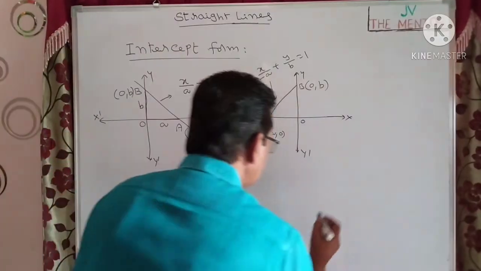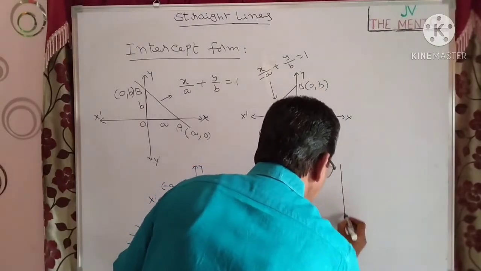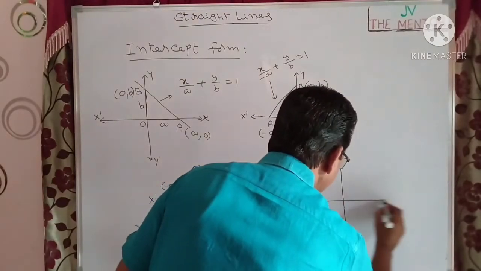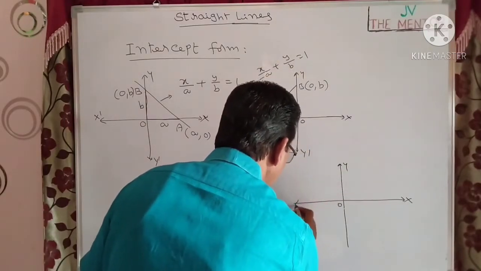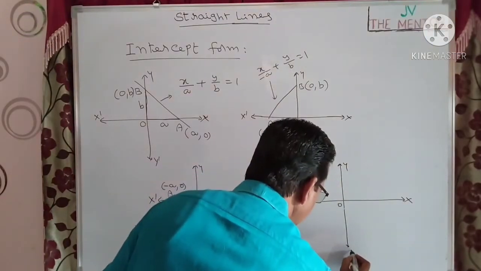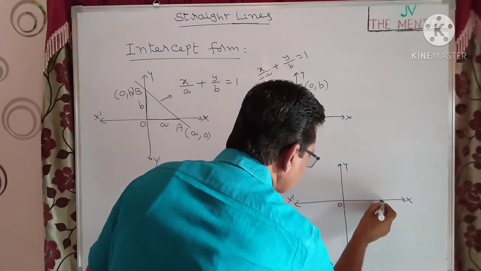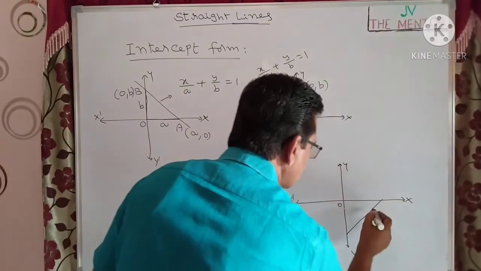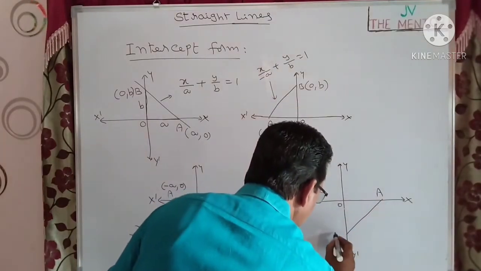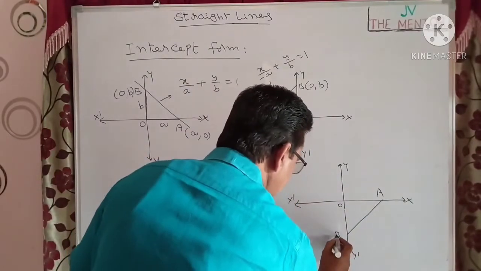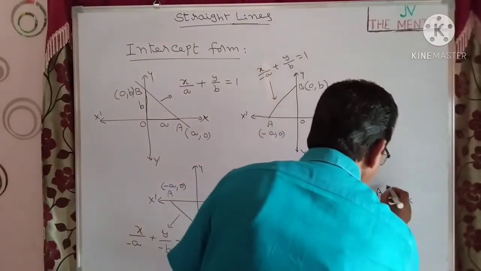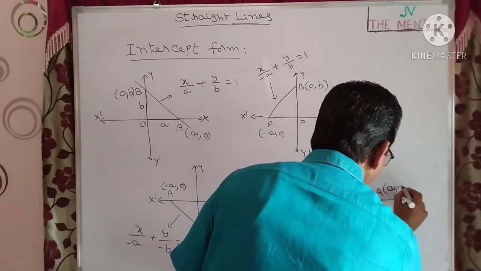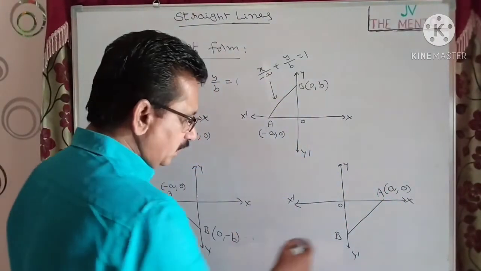Now the line lies in the fourth quadrant. What is the form? Suppose AB is the line intersecting the coordinate axes in the fourth quadrant. Now what are the coordinates of A here? A comma 0, since it is on the positive side.